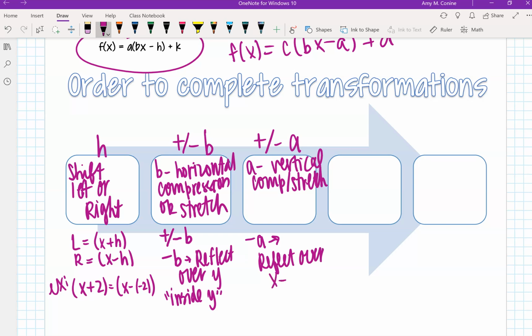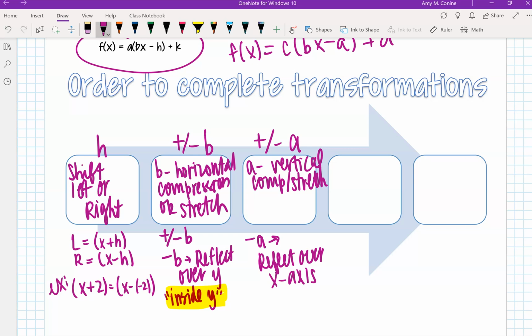over our x-axis. And so if you can remember that inside y is reflection over y, then any other negative out there is going to be an x reflection. It's going to reflect over your x-axis. So if you can remember this inside y piece for the negative in front of x, the outside is x. Okay, out x. Inside y, out x. Okay.